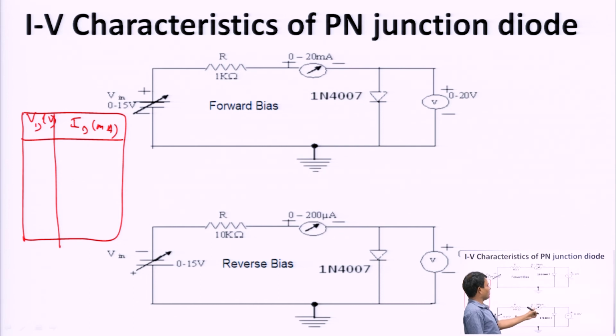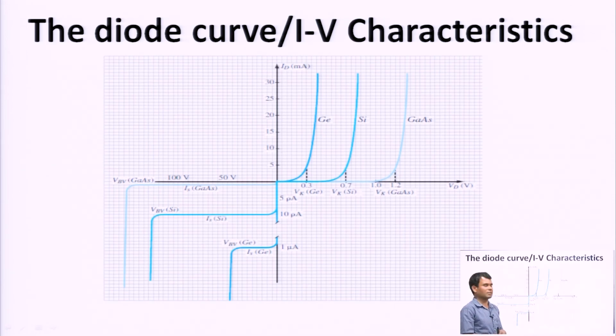In the same way, we reverse the applied voltage, and this will measure the reverse current and the reverse voltage. We take the readings and finally draw the characteristics. Here is the first quadrant, the forward characteristics, and this is the reverse characteristics. In the third quadrant, there are three types of semiconductor diodes we have taken: germanium, silicon, and gallium arsenide. For germanium the knee voltage is 0.3, for silicon 0.7, and for gallium arsenide 1.2 volts.